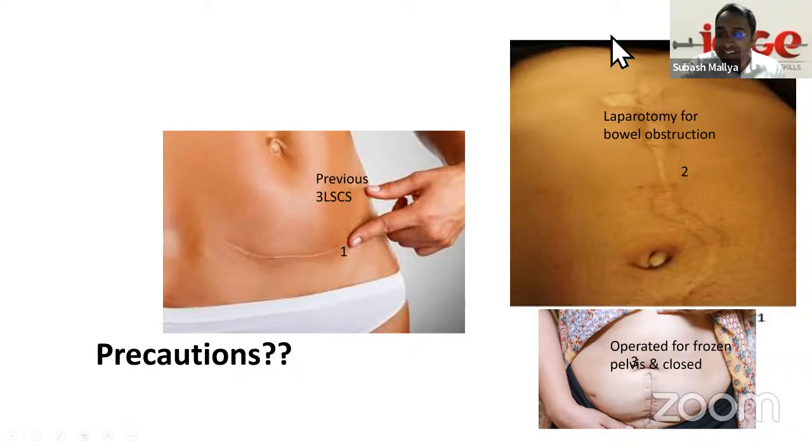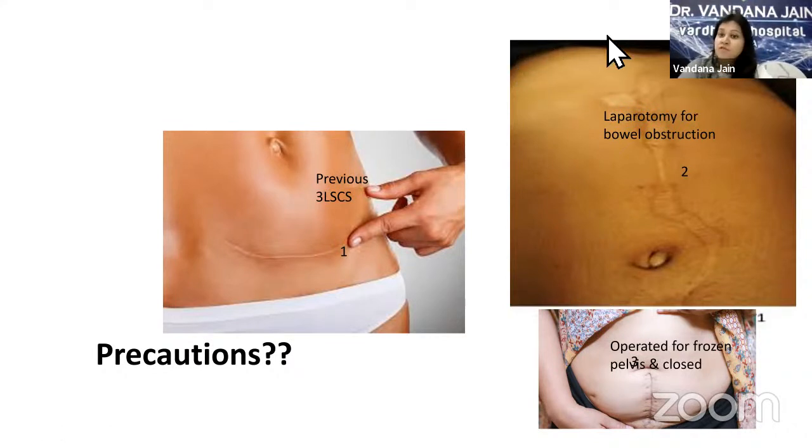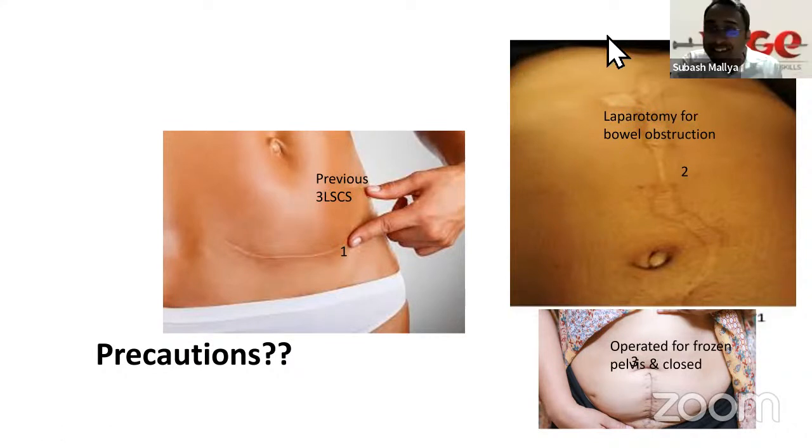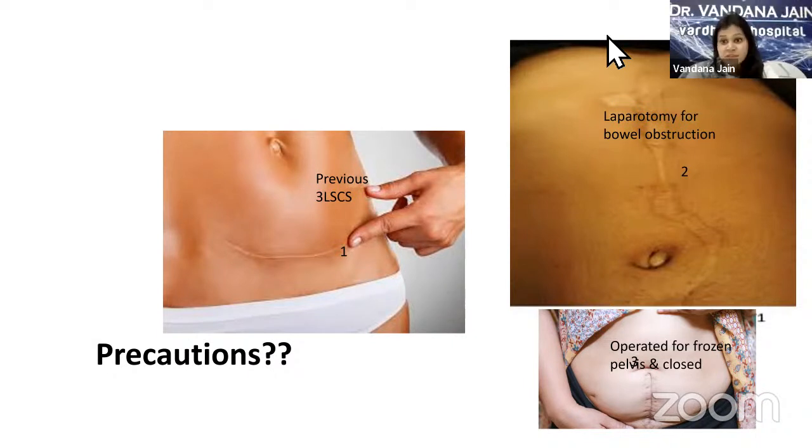Vandana Jain. Yes. So at our center, we are usually using Jane's point. So that is the reason why I put the bait for you, right? So basically, in previous 3 LSCs, what we usually find is most commonly in the upper abdomen, we do not find a lot of adhesions.